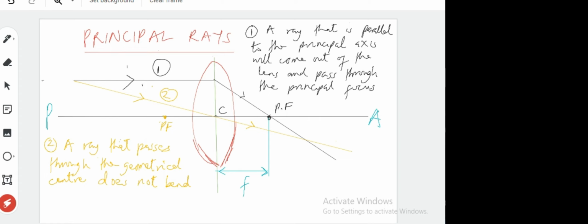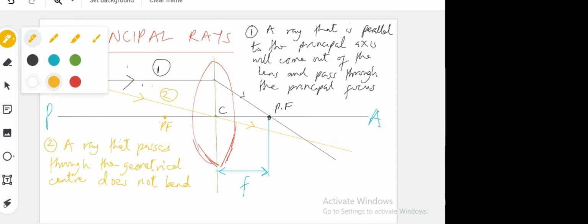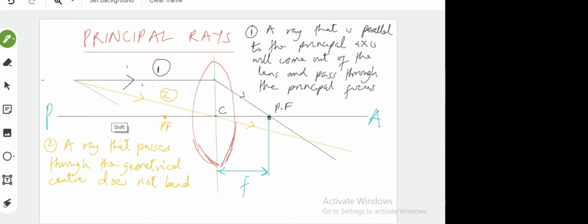So since we have the principal focus on this side, I can also indicate the principal focus on this other side, isn't it? And we said, I'm going to use a green marker, that if a ray passes through the principal focus, what will it do?